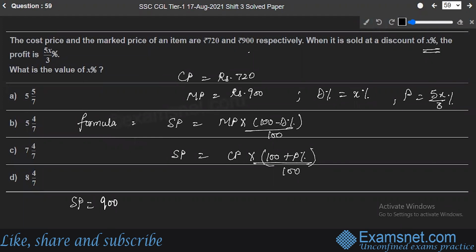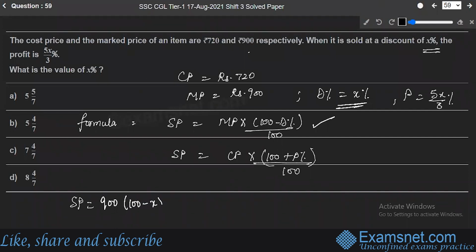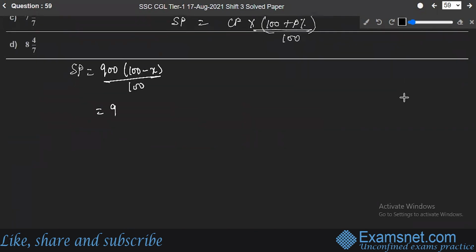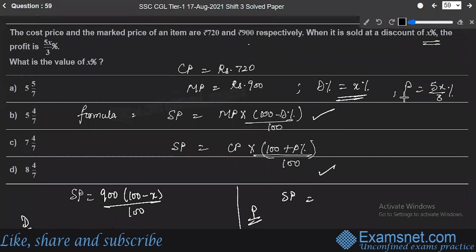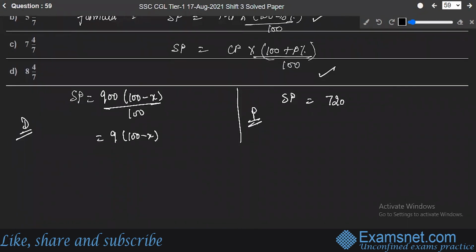So selling price, I'm calculating this from the discount point of view. 900 was the MRP and discount was X%. 100 minus X upon 100, which will give you selling price is equal to 9 into (100 minus X). Now, this was from the point of view of discount. I'll be talking about the profit point of view. Selling price is equal to cost price into (100 plus profit percent) upon 100. Cost price of the article was 720. So this is 720 into (100 plus 5x upon 3) whole upon 100.